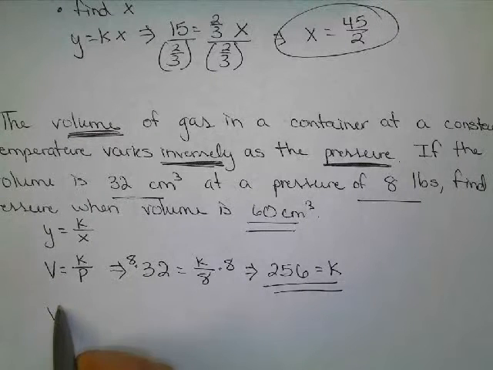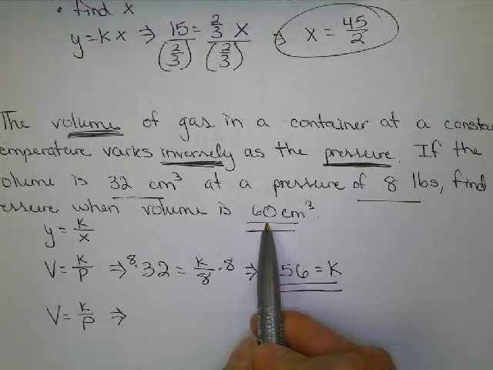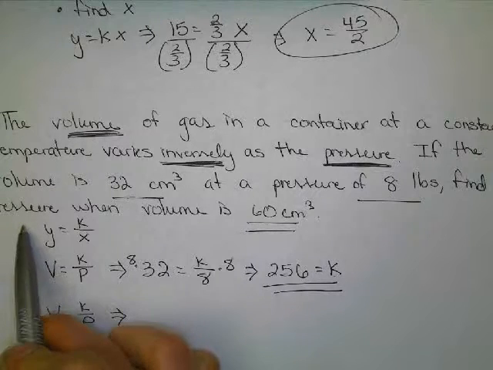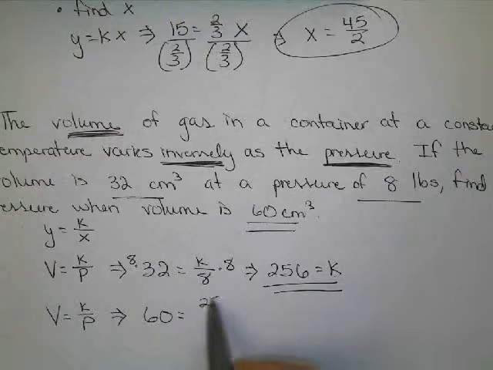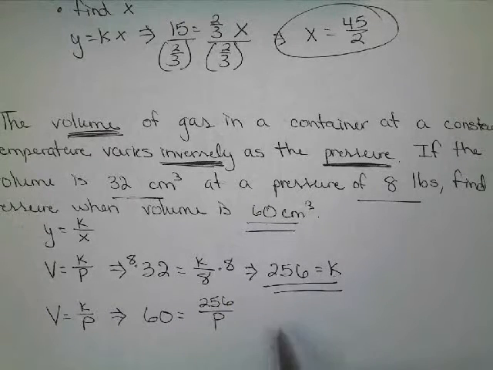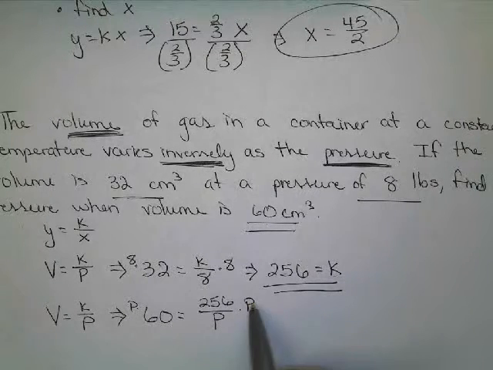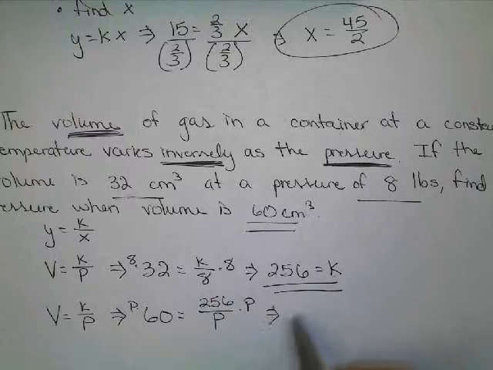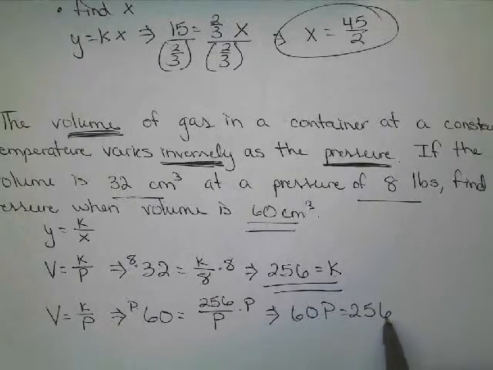So again, using the same formula, because it's still varying inversely, now I'm just going to plug in for K and V while looking for P, the pressure. So V is 60, K is 256 over P. In order to get P by itself, I have to multiply on both sides, of course. So this P on this side goes away. So I have 60P equals 256.